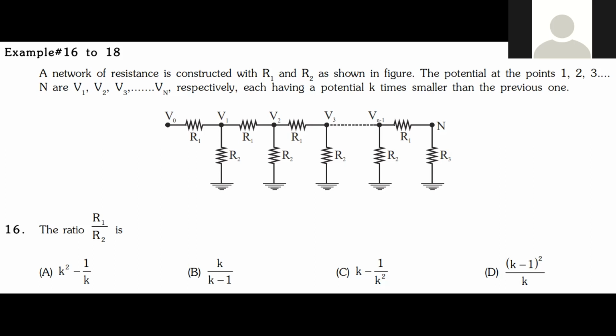Option A, K square minus 1 by K. Yes, beta, you got the answer? Option A I got. Which one you got? K square minus 1 by K. No, that is not the answer, I think. To find the value of R1 by R2. Option C, sir. Do you want me to solve it for you? Yes, sir. Okay.